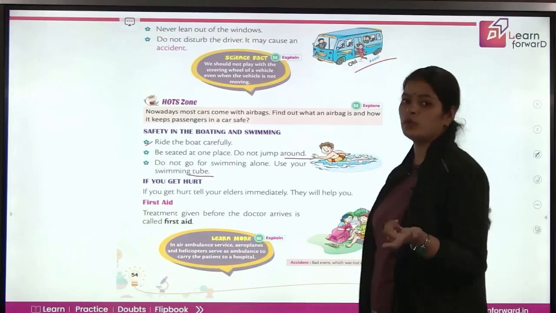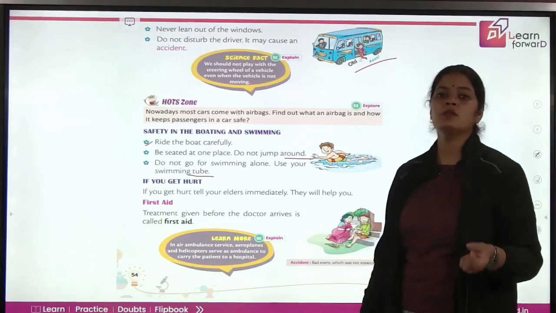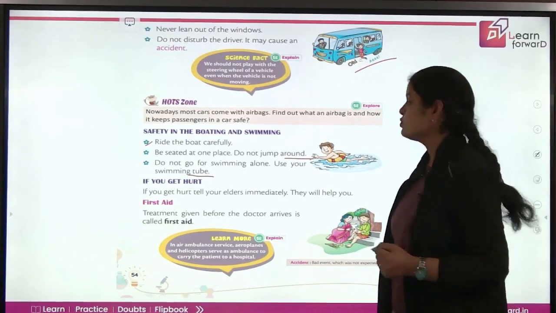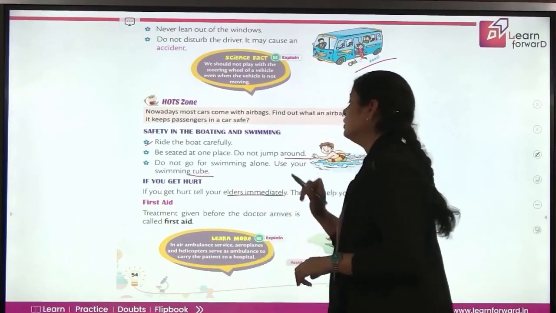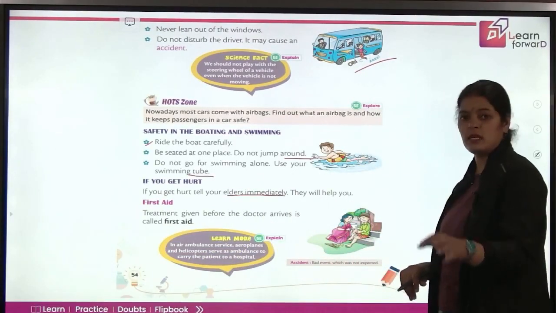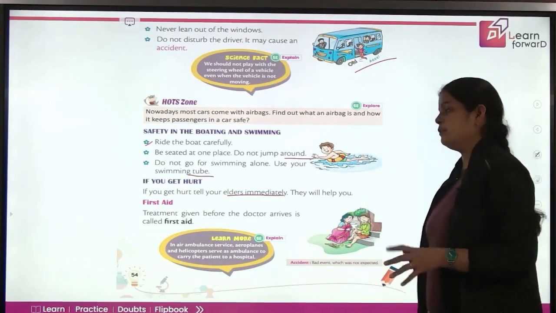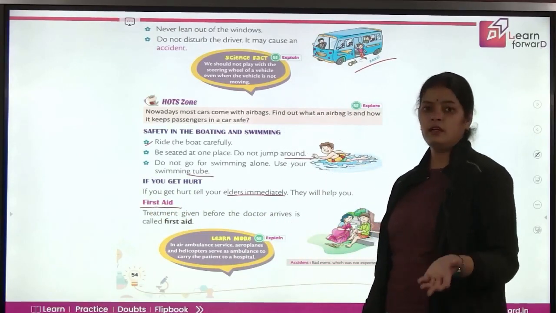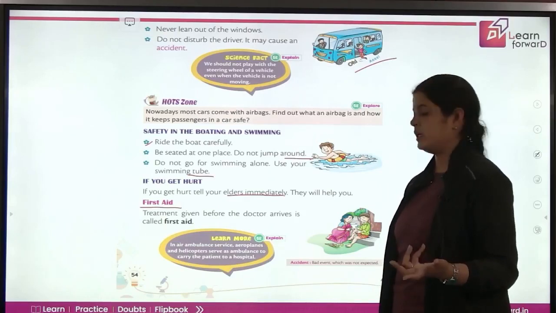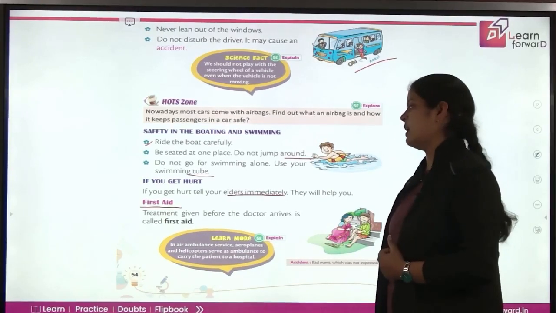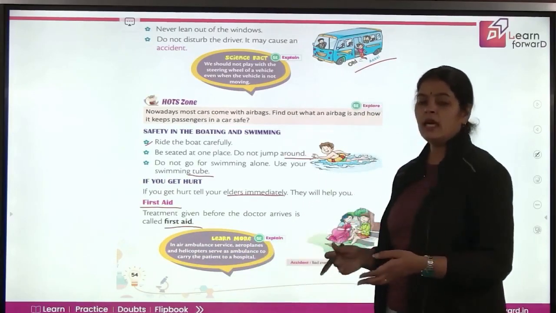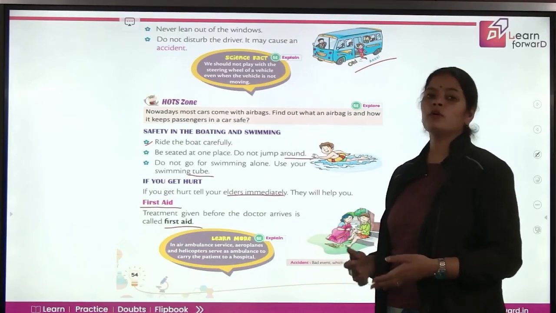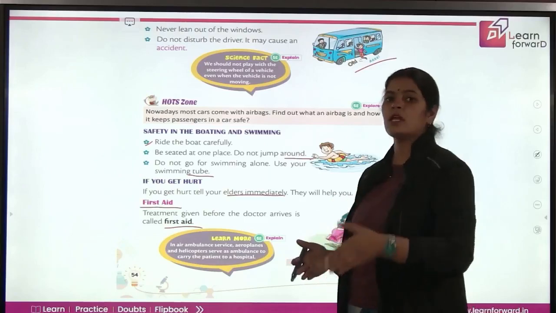If you get hurt, what can you do? Even after keeping so many safety tips in mind, accidents can happen anytime. If it happens, you have to first tell your elders immediately. Do not hide it. They will help you. There is also first aid that you can give to your friend if they get a wound. Treatment given before the doctor arrives is called first aid. It can be given by any elder member of your family, maybe your friend. This is the first help anybody can get before the doctor arrives or before the patient is taken to the doctor.